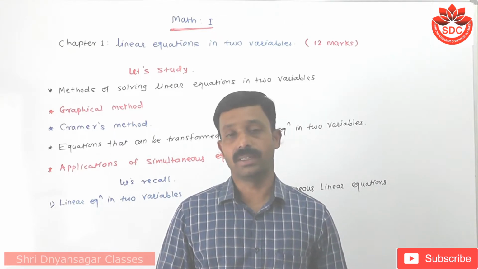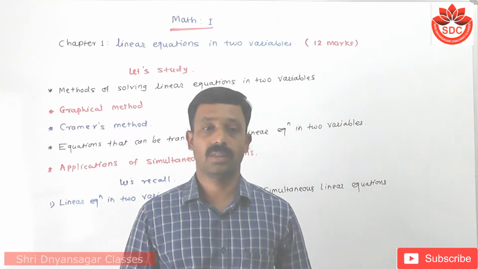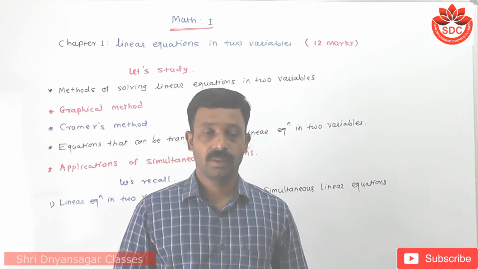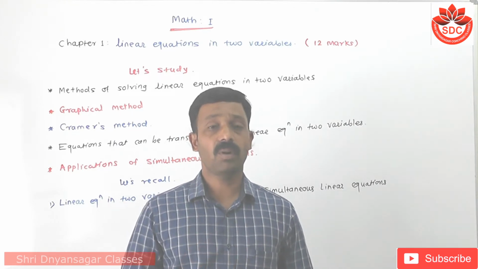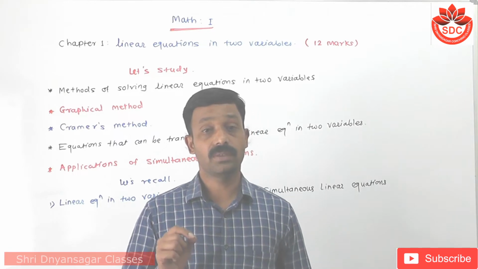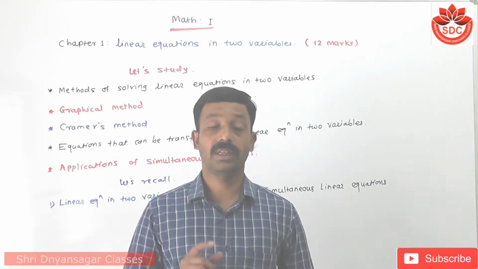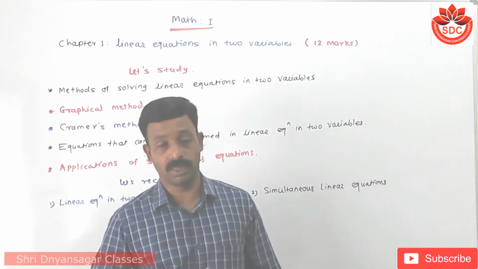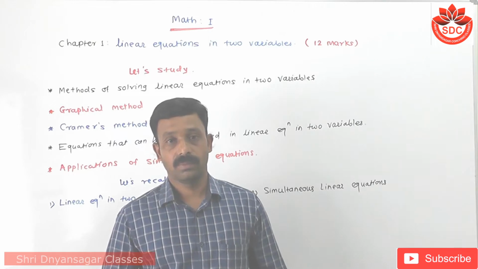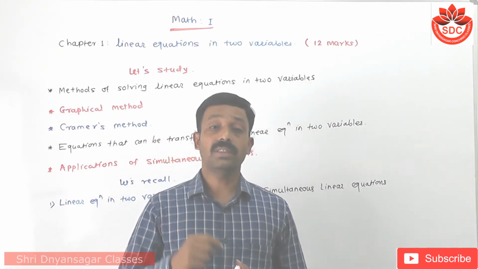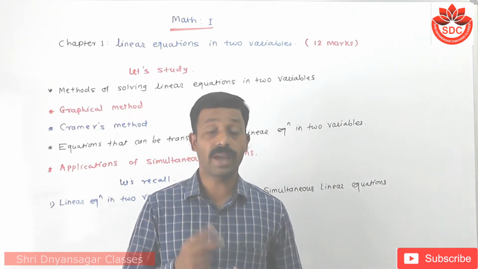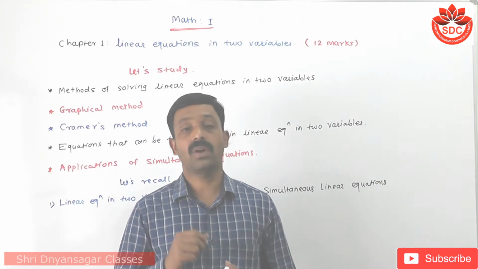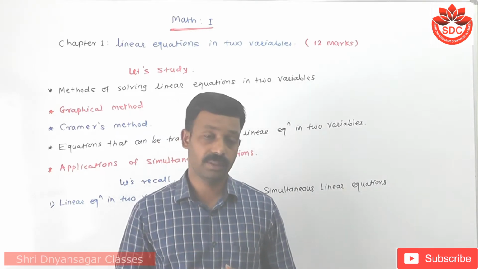In earlier standards, you have discussed some topics about it, that is, what is meant by linear equations. The general form of a linear equation in one variable is ax + b = 0. In this equation, the degree of the variable is 1. And in linear equations in two variables, students, there are two variables, each with degree 1. So it is called a linear equation in two variables.